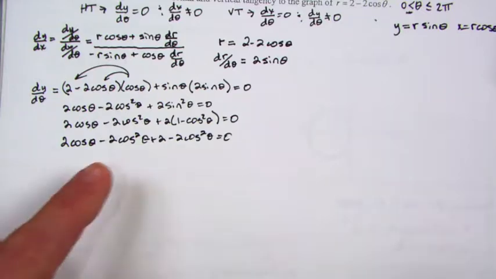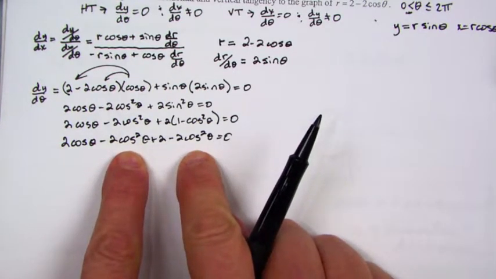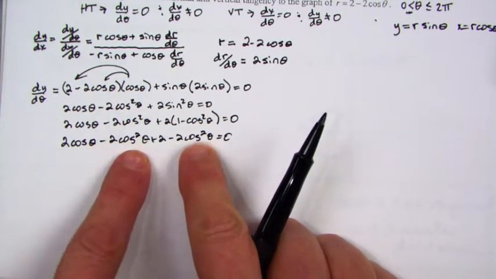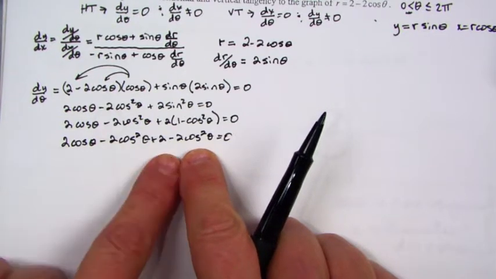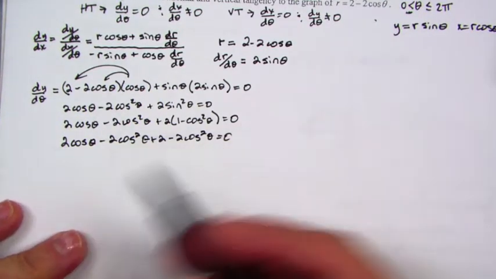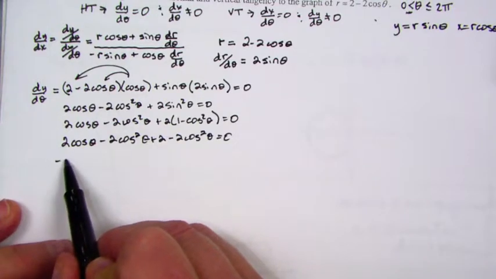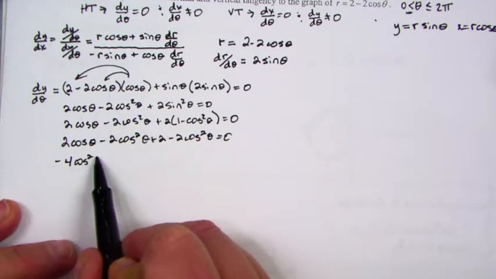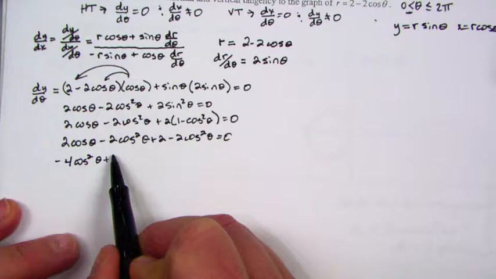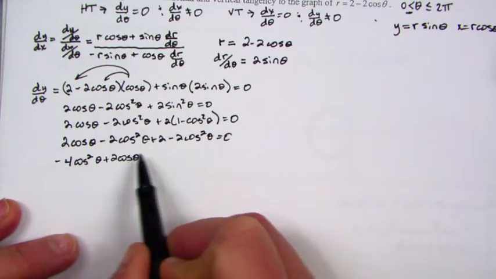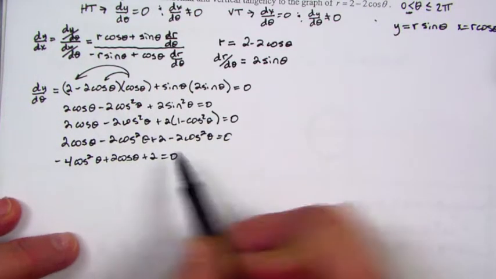Now I've got some like terms I can combine, and now it looks a whole lot like a quadratic equation. I have a squared term and not squared term and a constant. So I'll combine these. I'm going to have negative 4 cosine squared theta plus 2 cosine theta plus 2 is equal to 0.